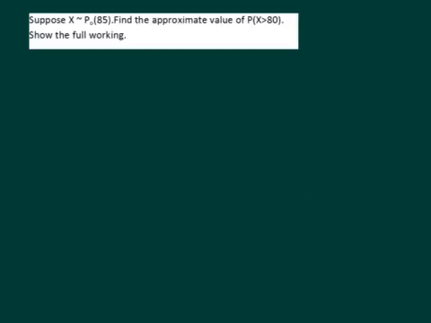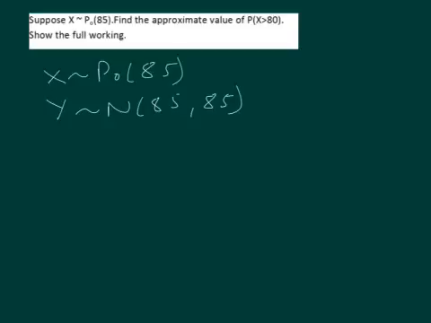So here we have an example. X has a Poisson distribution with parameter 85, and we want to find the probability that X is greater than 80. So let's have the full working. X has a Poisson distribution parameter 85, so Y has a normal distribution with mean 85 and variance 85. We want the probability that X is greater than 80.